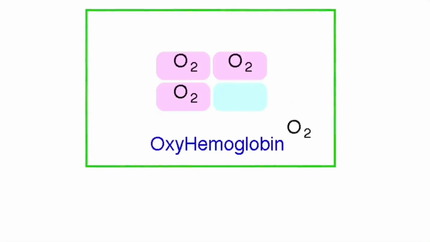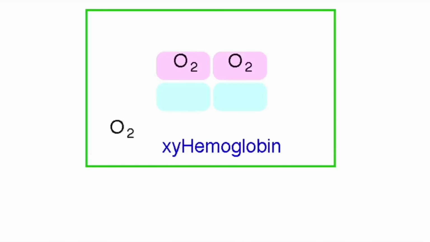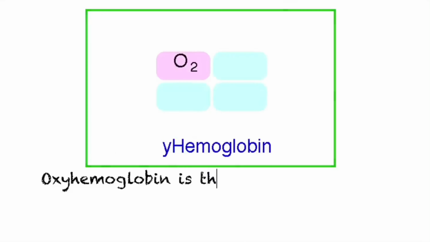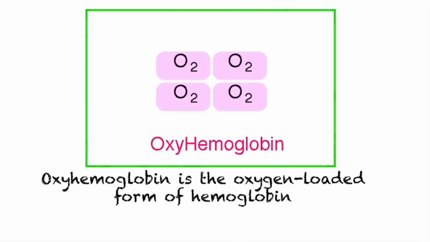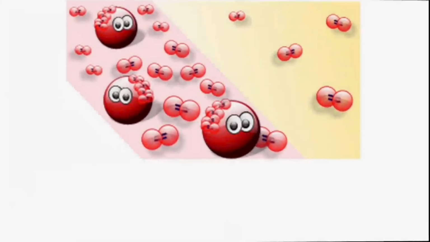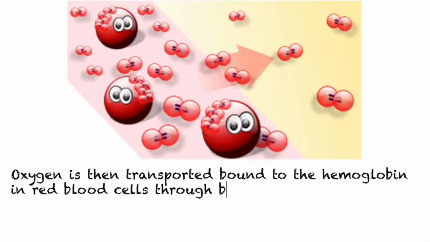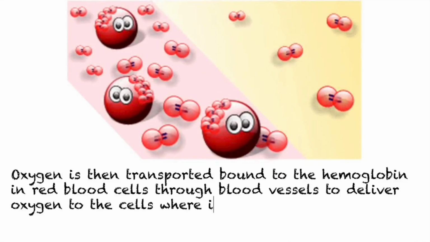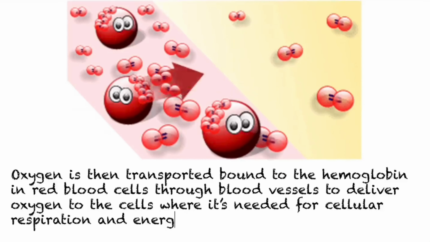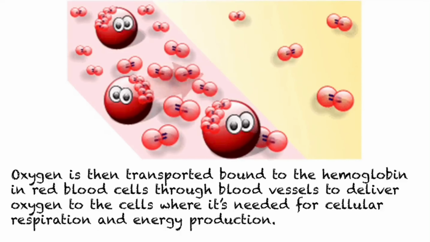When oxygen binds to hemoglobin, oxyhemoglobin is formed. Oxyhemoglobin is the oxygen-loaded form of hemoglobin. Oxygen is then transported bound to hemoglobin in red blood cells through blood vessels to deliver oxygen to the cells where it's needed for cellular respiration and energy production.